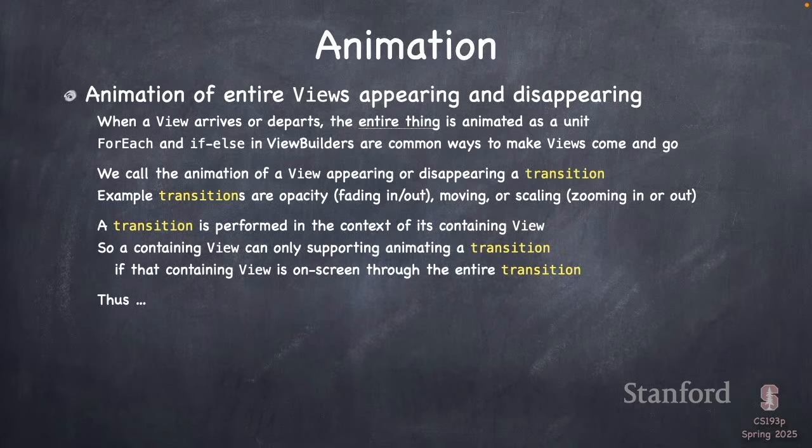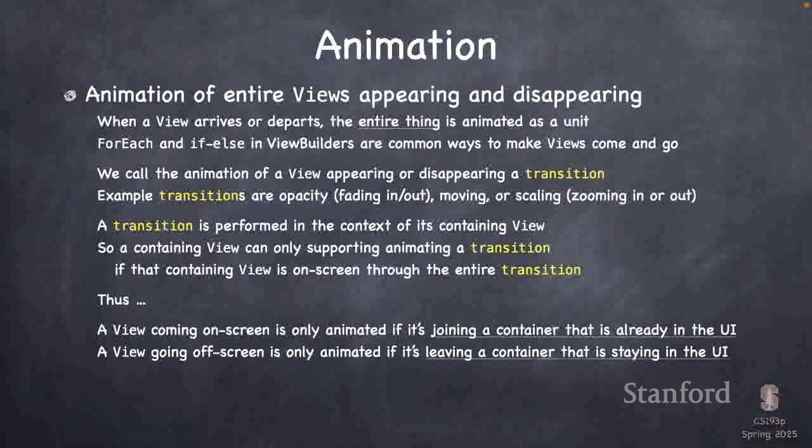Now, a transition, that animation, is performed in the context of its containing view. This is important to understand. So just like a view modifier that changes will have no effect on animation if that view is not already on screen, same thing with transition. A transition will have no effect on animation if its container is not already on screen. Animation can only happen to things that are already on screen. I can't emphasize this enough. And when you start doing your homework, you'll start struggling with it and you'll see, oh, I see why he was saying that all the time. But it's a really important thing to understand.